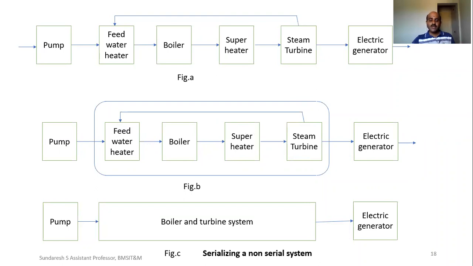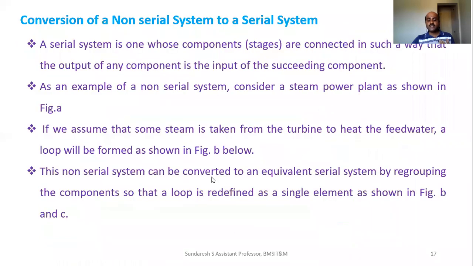So what we do here is, instead of that, we consider everything together. Look at figure C, serializing a non-serial system. We are going to take the four different elements, the feed water heater, boiler, superheater, and steam turbine, and everything will be considered as a single element. This is what we have written here: the non-serial system can be made an equivalent serial system by regrouping the components so that the loop is redefined as a single element, as shown in figures B and C.